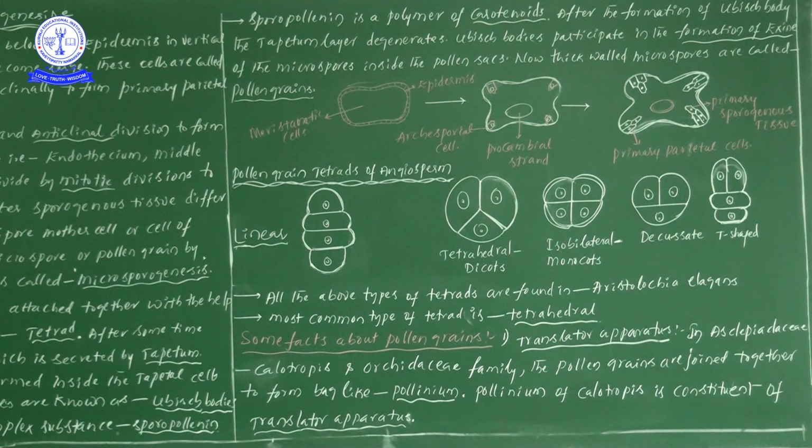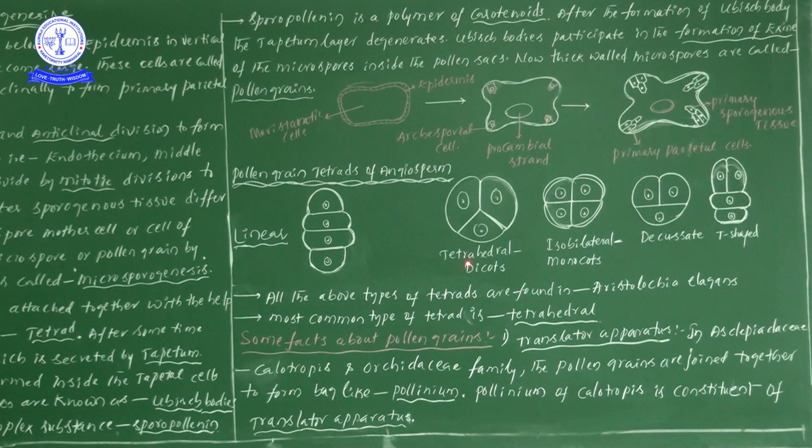Now let us start to discuss the structures of pollen grain tetrads of angiosperms. First, let us concentrate on this one. Here we see only 3 cells, 3 pollen grains, but one more is on the other side, the side facing the board. So that's why only 3 will be visible very clearly.